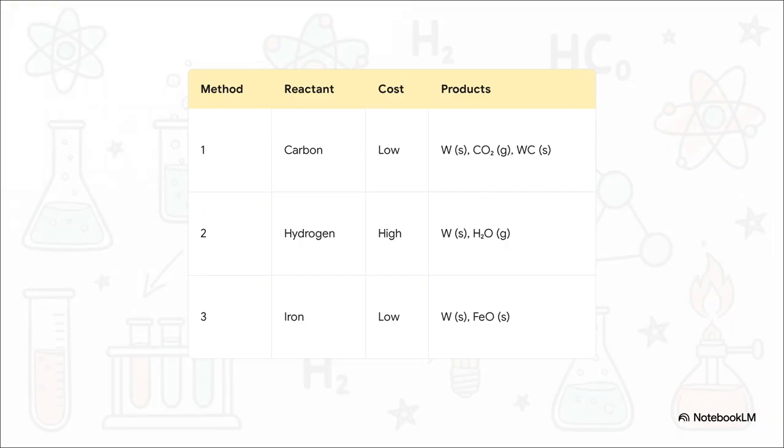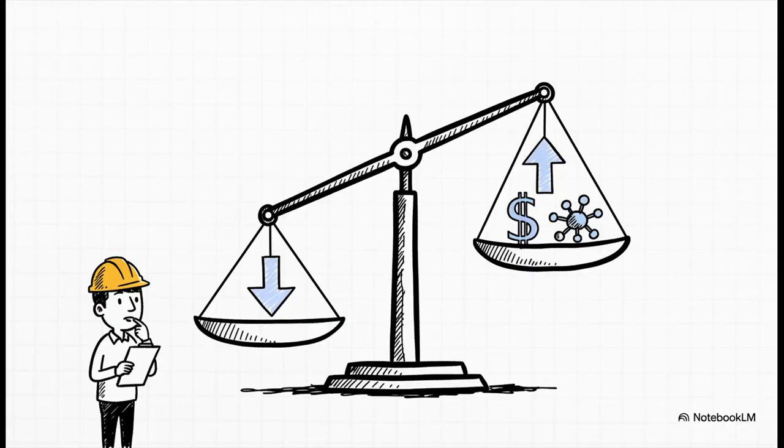So the exam paper gives us this table. It's comparing 3 different ways to extract the metal tungsten. For each method, we can see the reactant they use, how much it costs, and what products you end up with. Our job is to use just this information to make a critical evaluation. And that word evaluate is the absolute key here. This doesn't mean just list what you see in the table, it means you have to be a judge. You have to look at all the factors, the cost, the products, how easy it might be to separate them, and then make a reasoned judgment, weighing up the pros and cons of each one.